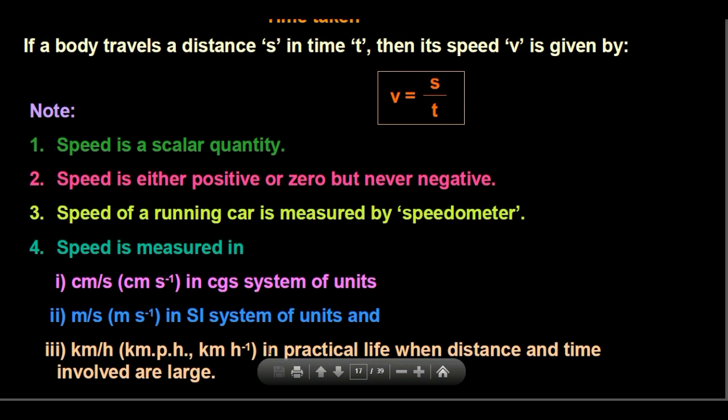Now, among all these three, you should know the conversion between kilometer per hour to meter per second.